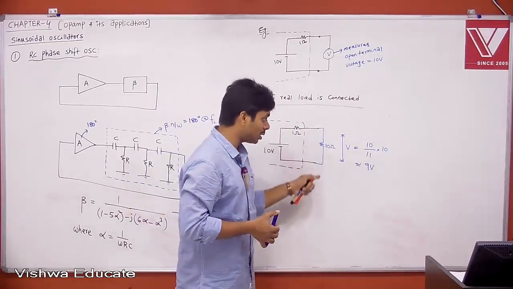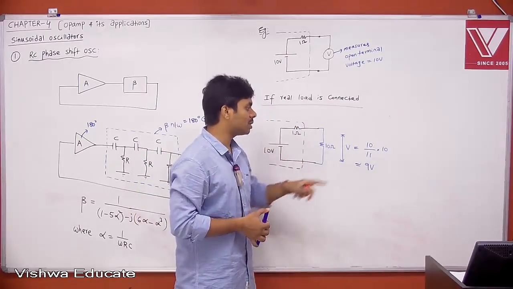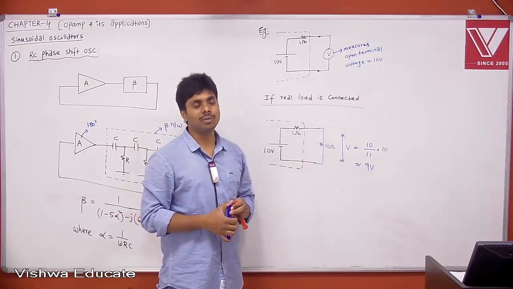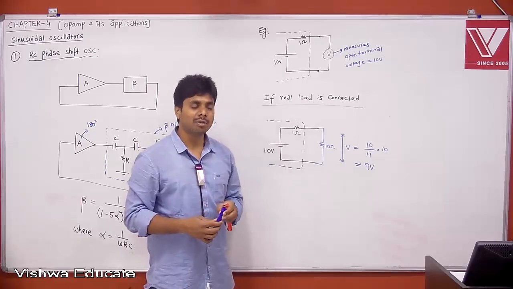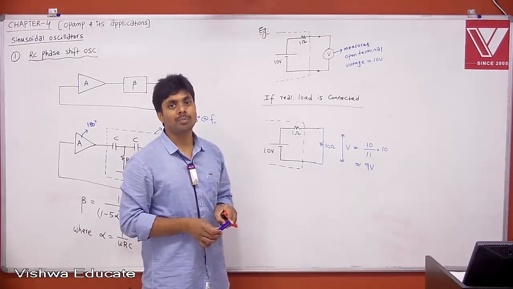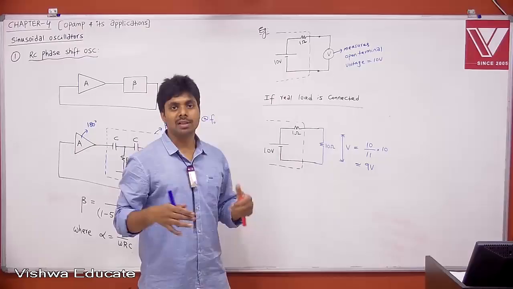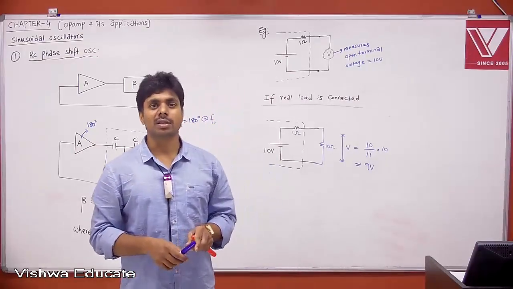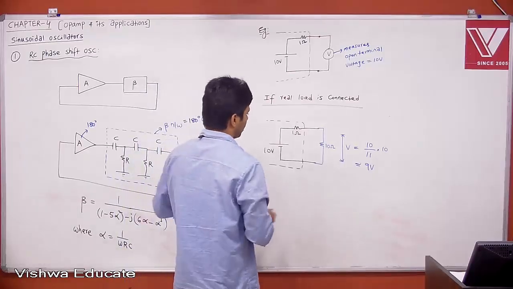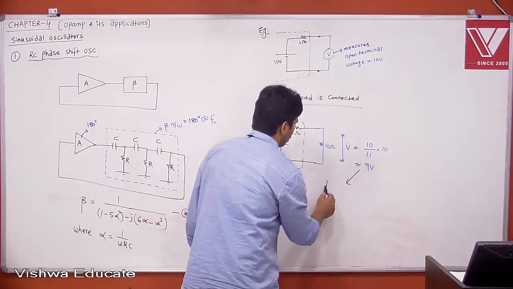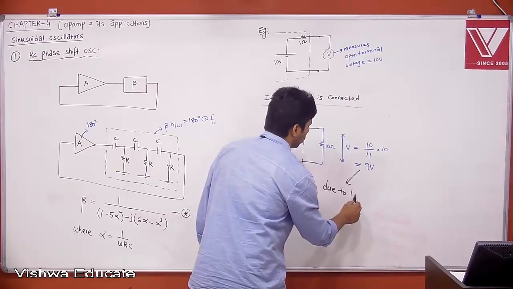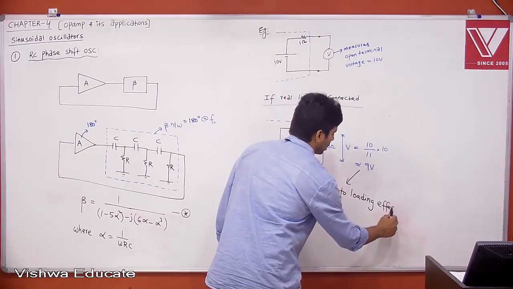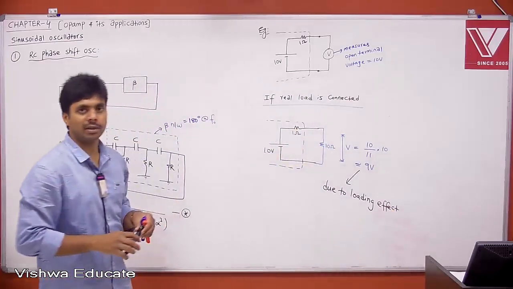Again, the voltage you are going to get across the load depends on the load you have. Let us say my load is 1 ohm. If my load is 1 ohm, you will get 5 volts. If my load is 100 ohm, you will get close to 10. If my load is 0.5 ohm, your voltage will be less than 5. Therefore, the voltage you are applying across the load depends upon the load. This is due to the loading effect. Your load is affecting your output voltage.